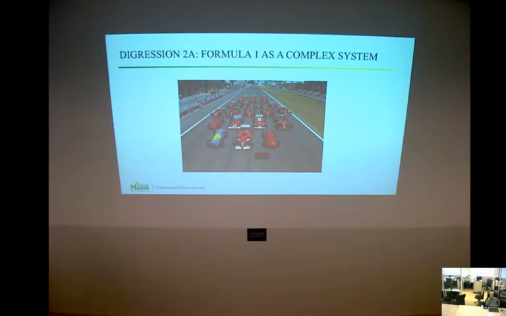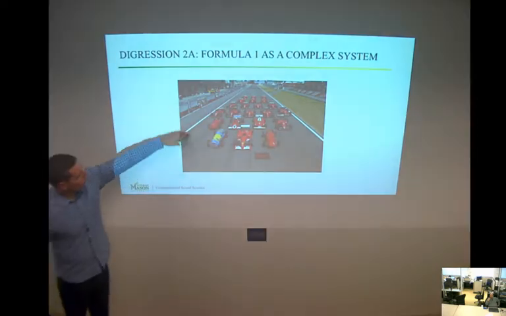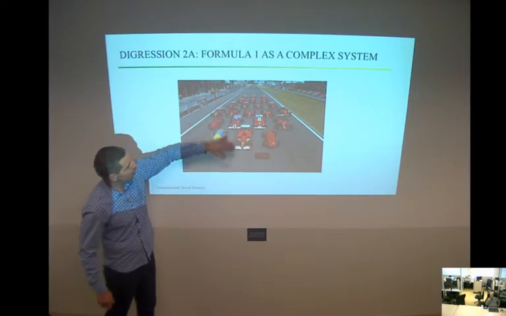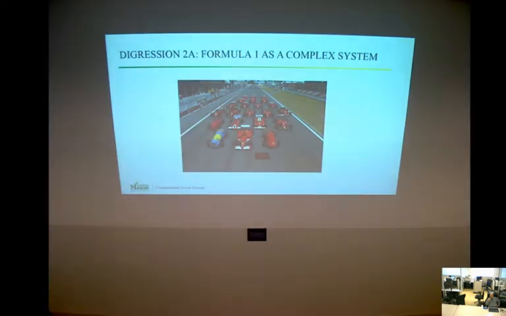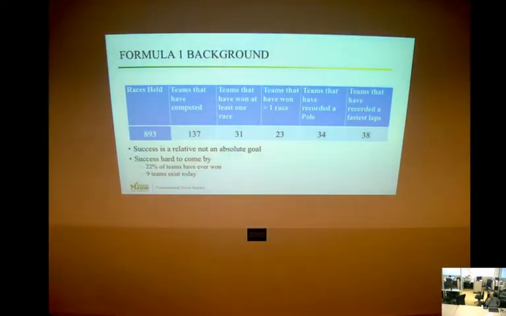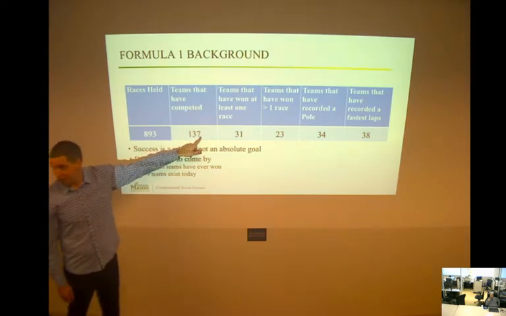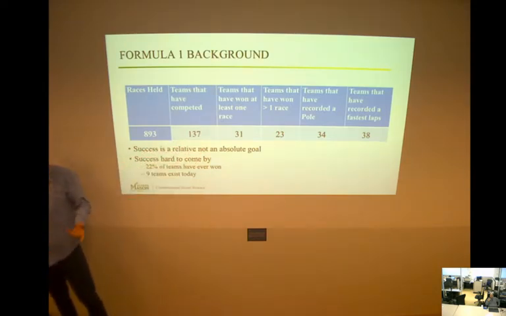And this is a bit of a project I did on Formula One for the power laws class. Formula One is seen as the premier motorsport in the world, and it's hard. This is about 2015 data, so 893 races have been held. There have been 137 teams compete. There are only 9 teams that compete at the moment. Only 31 teams have ever won a race.